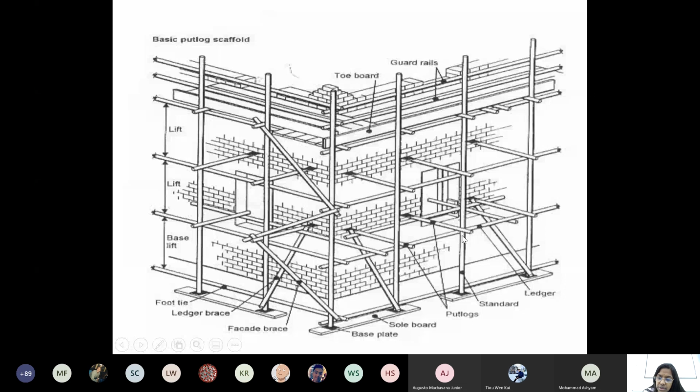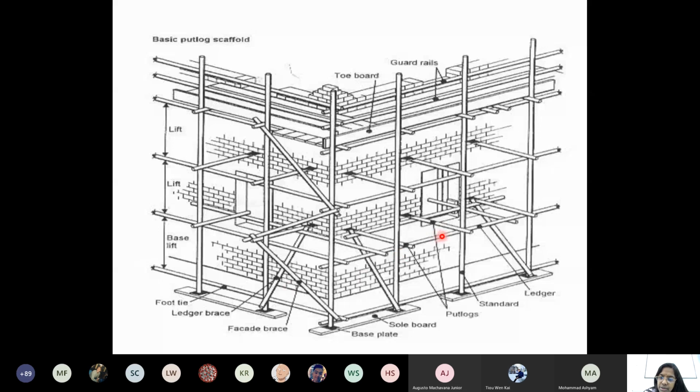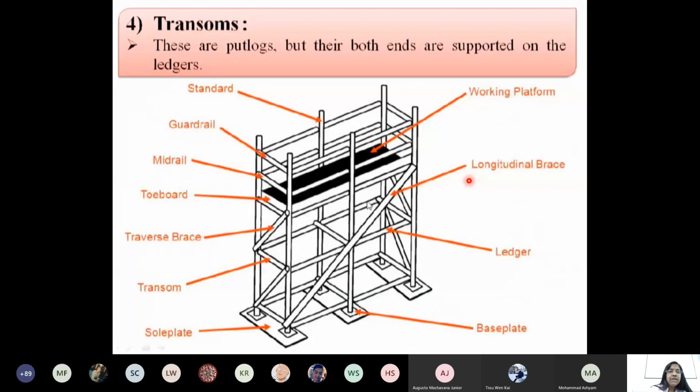You see here, the scaffolding has the standards and the ledgers. These are the ledgers. These are the standards. These are the putlocks. Putlocks are always one side on the wall, another side on the standards.